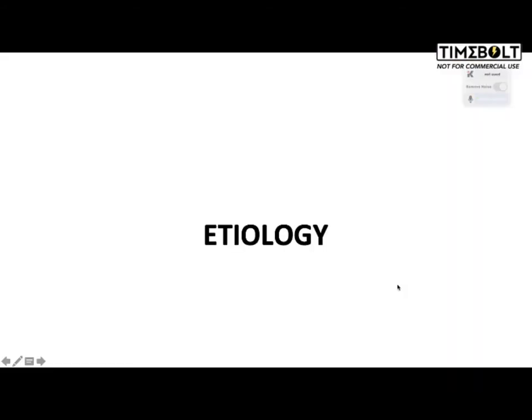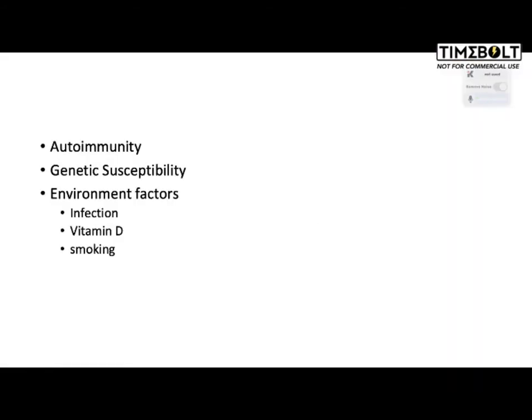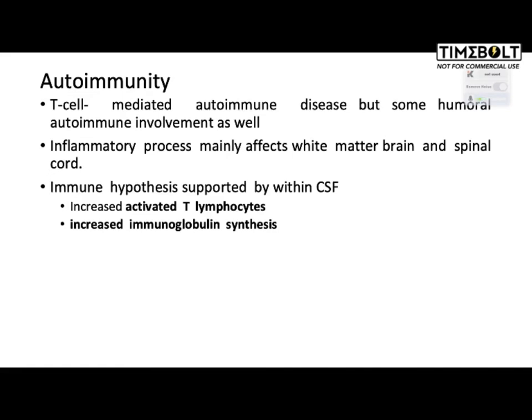Etiology of multiple sclerosis. The main etiological factors are autoimmunity, genetic susceptibility, and environmental factors. Autoimmunity: multiple sclerosis is basically a T cell mediated autoimmune disease, but there is some humoral autoimmune involvement as well. There are antibodies found against myelin basic proteins as suggested by oligoclonal bands in CSF. The immune hypothesis is supported by increased activated T lymphocytes and increased immunoglobulin synthesis within CSF.